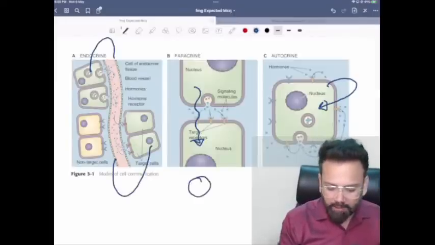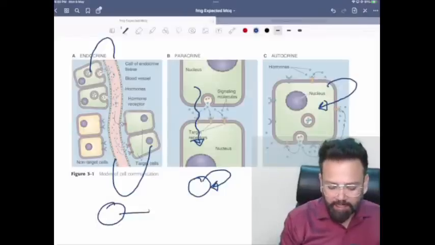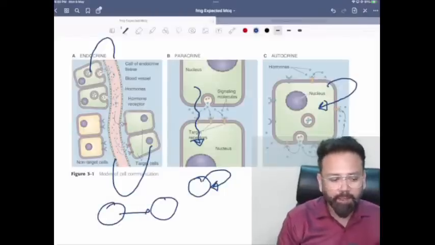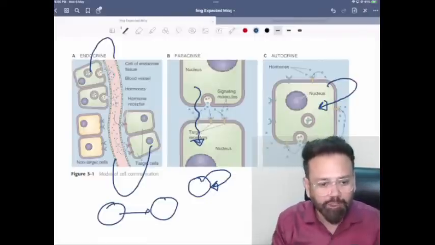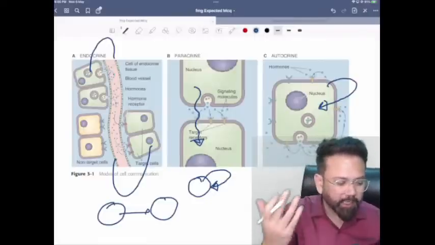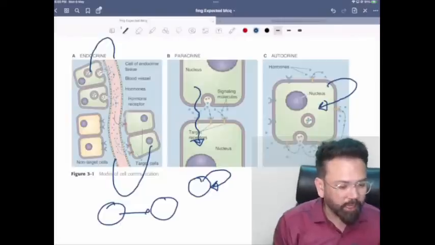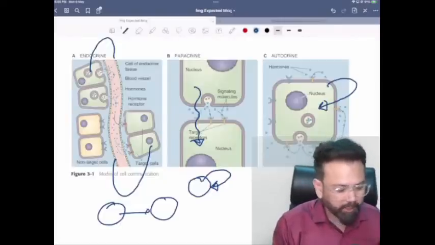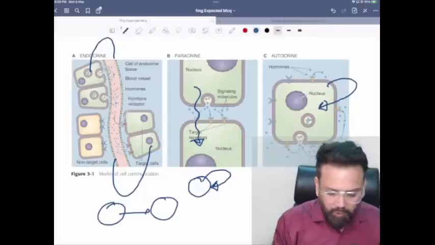So cell to itself, it is autocrine. One cell to another cell is paracrine. And something going in the blood circulation and activating a distant organ is endocrine. Am I clear? The answer is cell to cell.